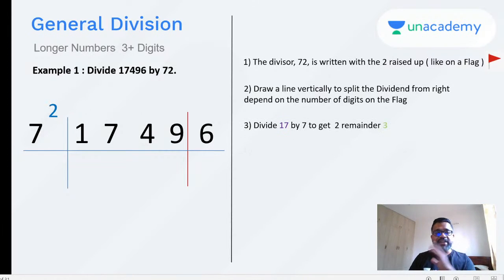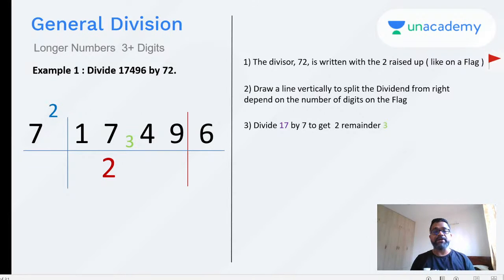Okay, so now my very first step is going to divide 17 by 7. Forget every other number there, just focus on 17 by 7. When you divide 17 by 7, what do you get? You get 2, remainder 3, right? The closest it will go is 7 2s are 14, right? 14. So what's the remainder? 17 minus 14, you get 3, right?